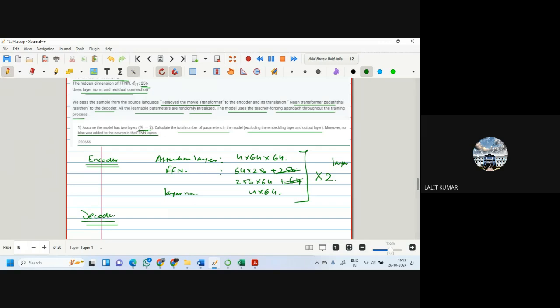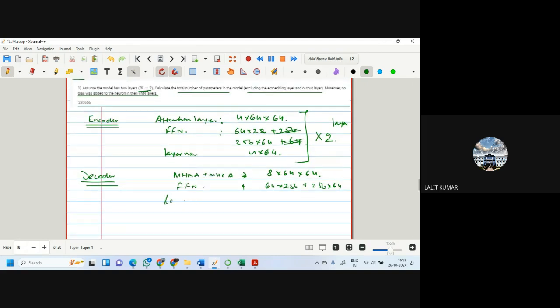Decoder. MHMA plus MHCA will become 8 into 64 into 64. FFN again will become 64 into 256 plus 256 into 64. Layer norm will become 6 into 64 multiplied by 2. Can somebody do this calculation?